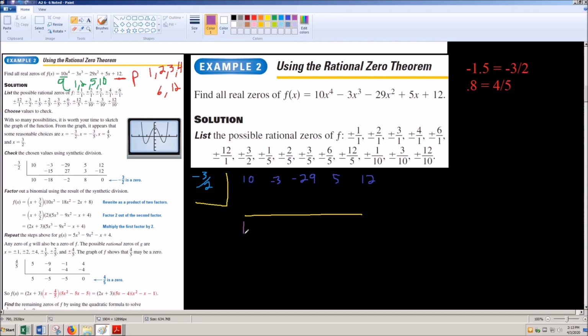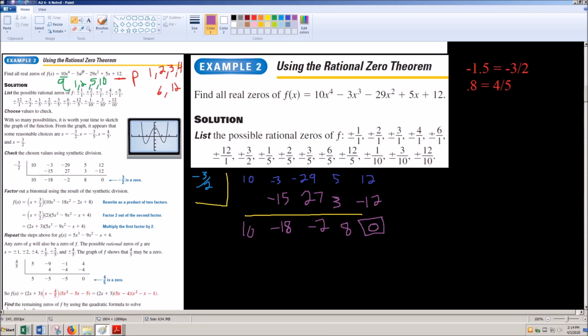The next thing we're going to do is take our 10 and drop it down. So now I have 10 times -3/2, which is -15. Add those things up, I get -18. Then I'm going to do again -3/2 times my -18, which will give me a positive 27. I'll add these things up, I get -2. -2 times my -3/2 is just going to give me 3. I'm going to add these things up, I get 8. 8 times -3/2 is going to give me -12. Add these things up and I get 0. So the thing that is important here is that I got a 0, therefore -3/2 is a zero for this function.